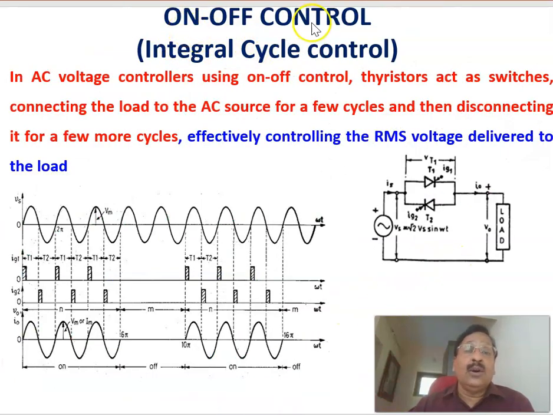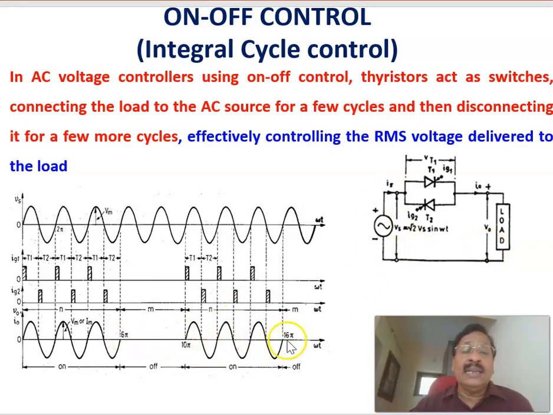Now coming again to on-off control or integral cycle control. In an AC voltage controller using on-off control, the thyristor acts as a switch connecting the load to the AC source for a few cycles and then disconnecting it for another few cycles. Here, for 3 full cycles the load is connected to the source, which is why you get the output voltage same as the input voltage. The remaining 2 cycles, the load is disconnected. You are not giving any gating signal to either T1 or T2, so the load is disconnected from the source, and the output voltage is 0.